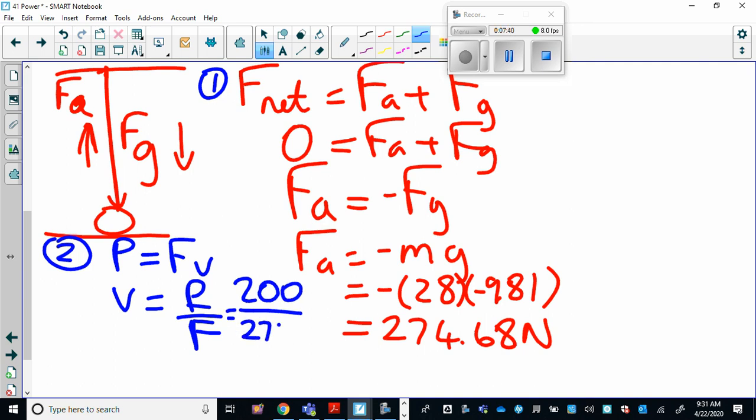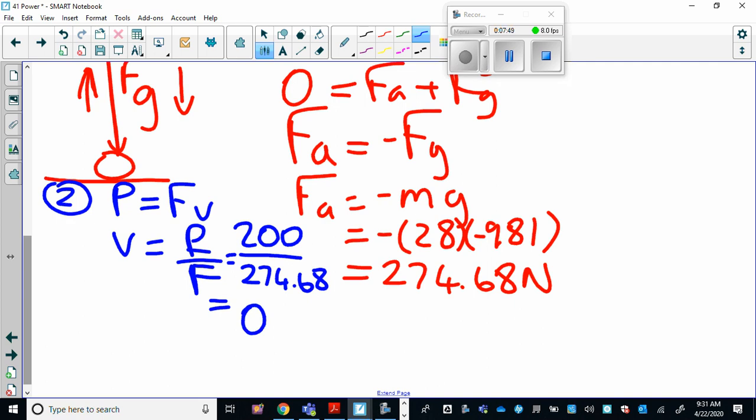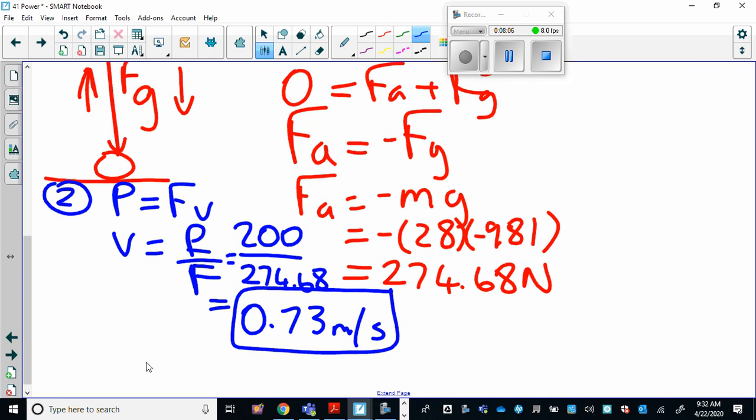The force, 274.68, and that will give us an answer of 0.73 meters per second, which again seems like a pretty reasonable answer for lifting a pack of shingles. If you get an answer of 20 meters per second, then get the heck out of the way. That's a fast moving pack of shingles. All right, and there ends power.